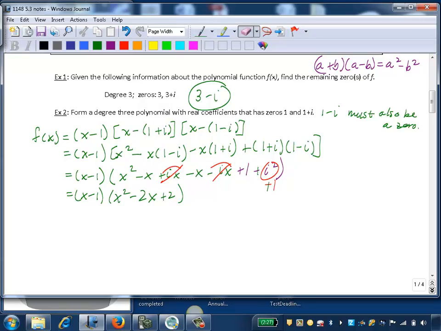So now we just need to continue to distribute. So I'm going to distribute my x through the parentheses and then my minus 1 through the parentheses. So x times x squared is x cubed. x times negative 2x, minus 2x squared. x times 2, 2x. And then take the negative 1 through the parentheses. So negative 1 times x squared, negative x squared. Negative 1 times negative 2x, positive 2x. Negative 1 times 2, minus 2. And then finally, we combine our like terms. We've got x cubed minus 3x squared plus 4x minus 2.